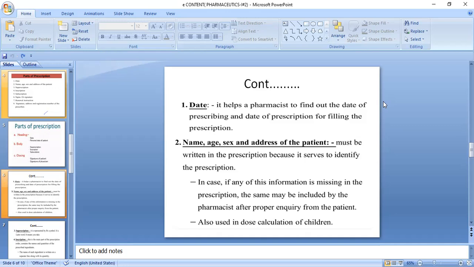In case any of this information is missing in the prescription, the same may be included by the pharmacist after proper inquiry from the patient. In case all this information is not written or missing, it is the responsibility of the pharmacist to collect all the information and write it on the prescription, and it is also used in dose calculation for children. So this is all about the date and name, age. That is the second part of the prescription.